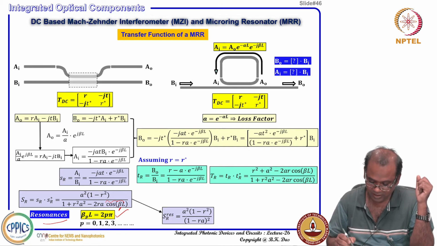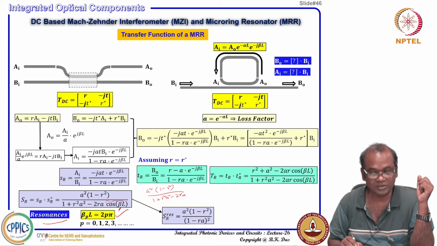Then what will you be getting? A square (1 minus R square) in the numerator, and below, in the denominator, you will have 1 plus R square A square minus 2RA. That is the maximum value. That is the resonance condition.